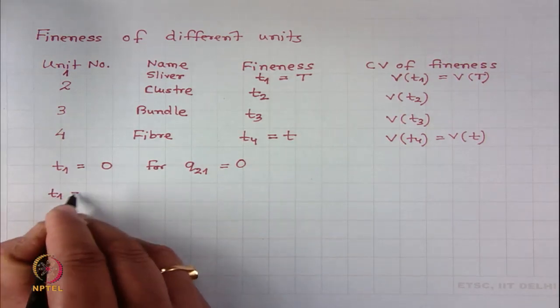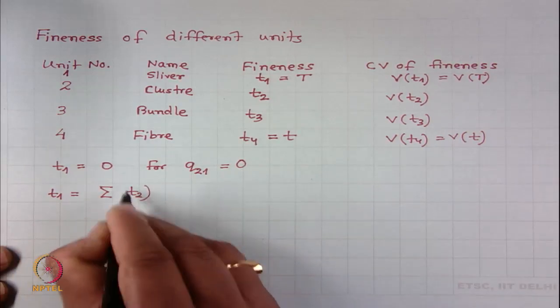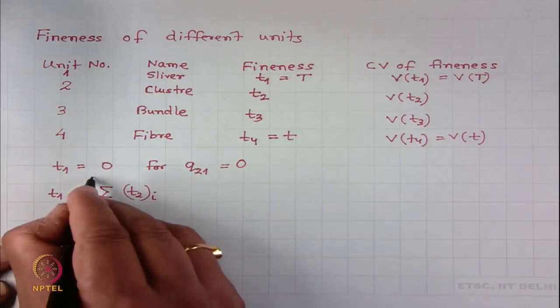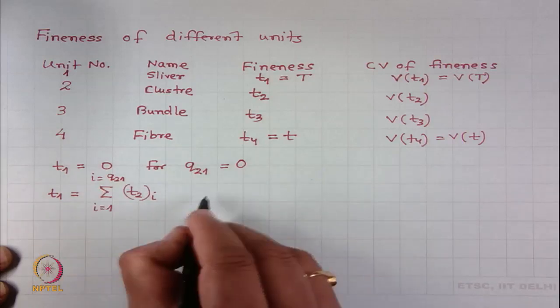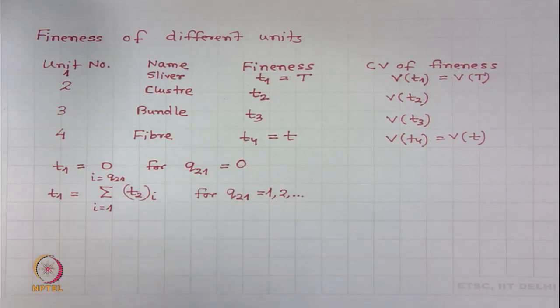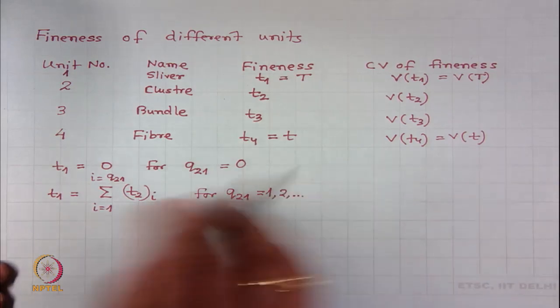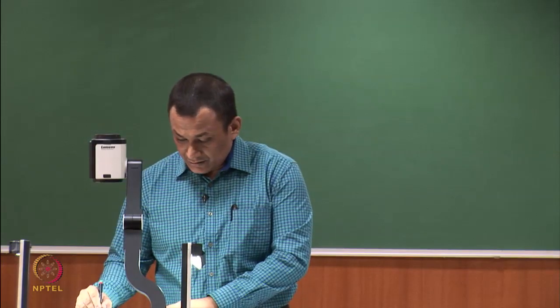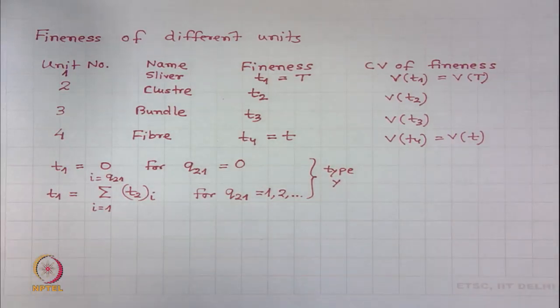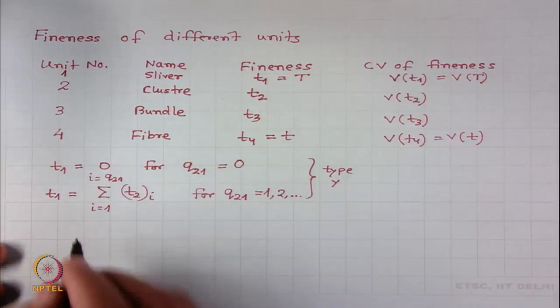If there are clusters, then it must be equal to summation of fineness of clusters. So, i is equal to 1 to number of clusters in sliver, Q21, is equal to 1, 2 and so on, right. You remember in the last to last module, this type of random variable we discussed is a type Y random variable. And you remember, if this is the definition of a random variable, what will be the expression for its CV? We will discuss that later on.